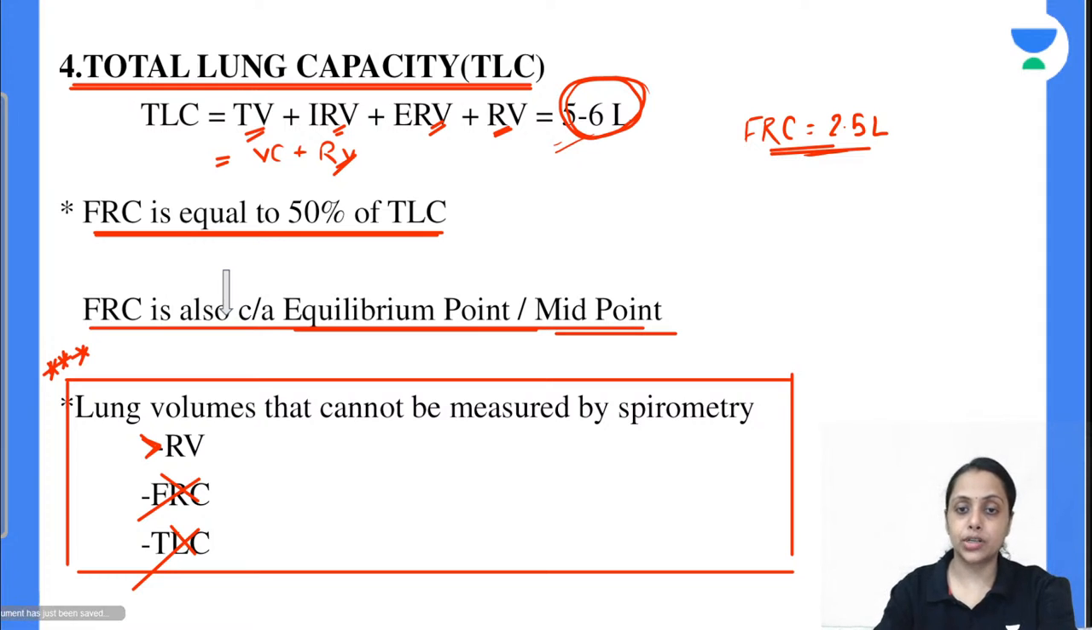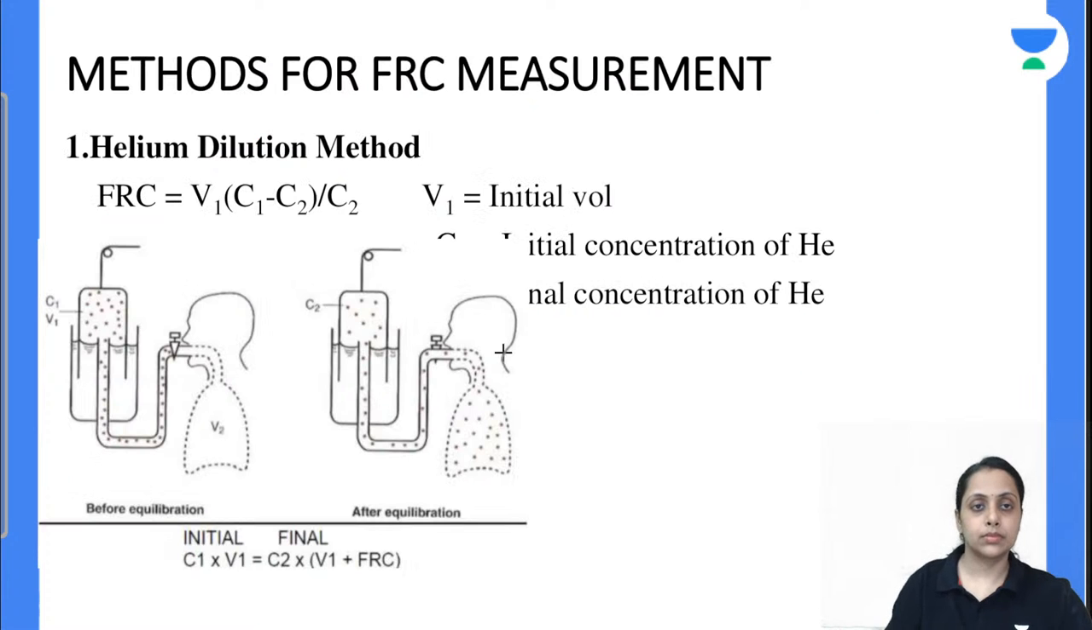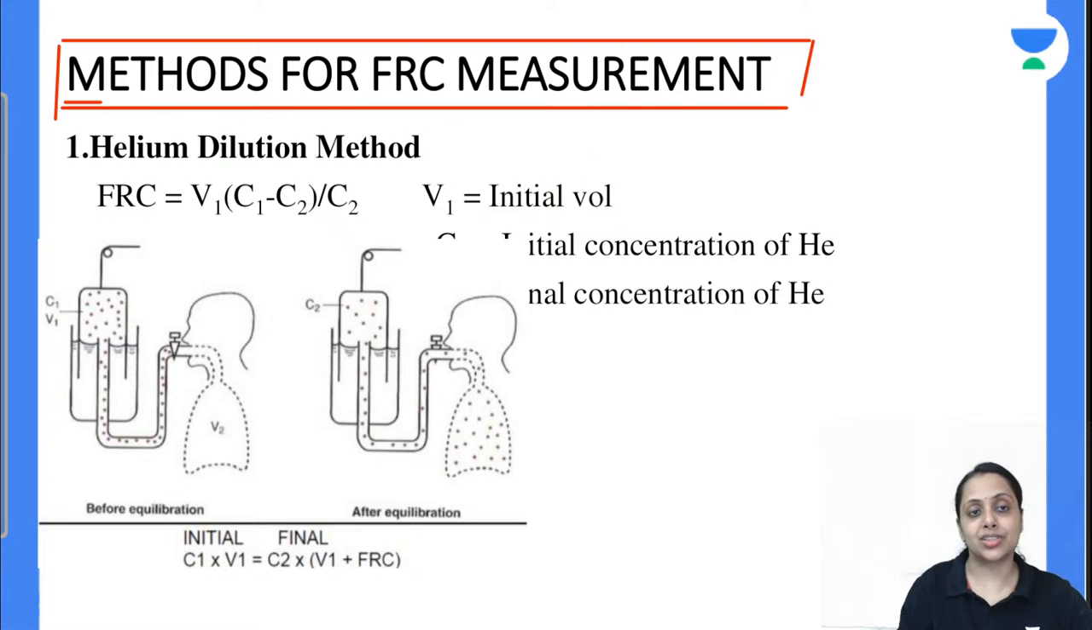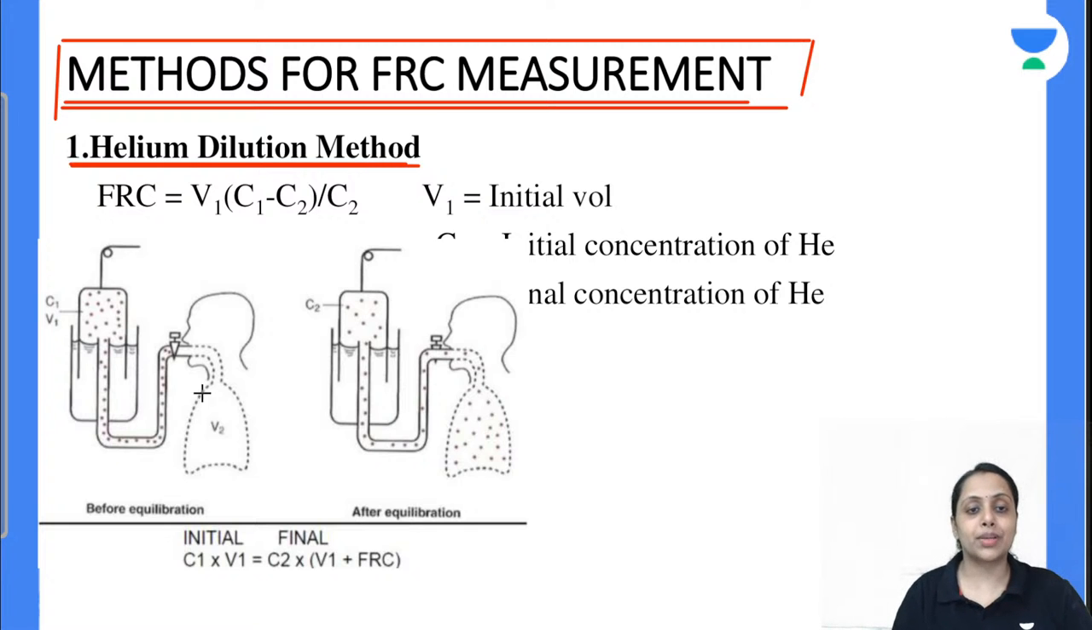So moving further, now how is this FRC measured? अगर स्पायरोमेट्री से हम मेजर नहीं कर सकते तो there are some alternate methods जिससे हम FRC measure करते होंगे. So there are some methods from which we measure this FRC. First method is helium dilution method. ठीक है, helium dilution method में क्या होता है?